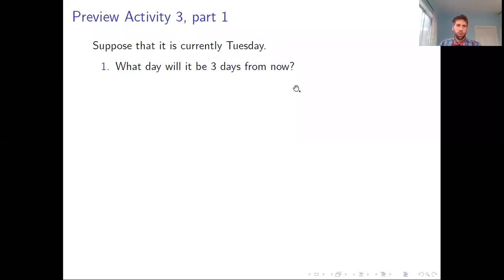This is preview activity 3 for section 3.1. Suppose it is currently Tuesday. What day will it be 3 days from now? Well, 3 days from now, it'll be Tuesday, Wednesday, Thursday, Friday. What will it be 10 days from now? That's 3 days in a week, so Friday.